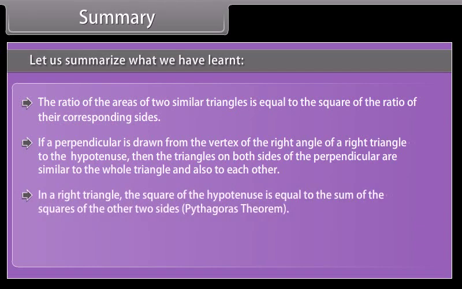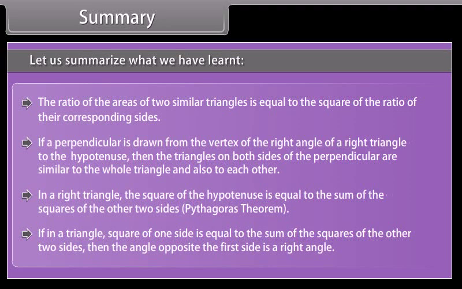In a right triangle, the square of the hypotenuse is equal to the sum of the squares of the other two sides, the Pythagoras theorem. If in a triangle, the square of one side is equal to the sum of the squares of the other two sides, then the angle opposite the first side is a right angle.